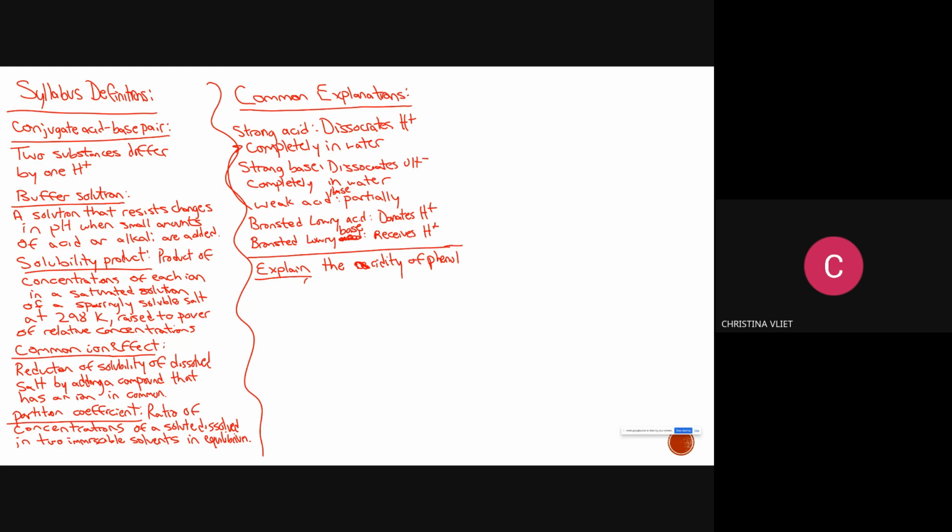What does the EDG do? This is an electron donating group, and what does it do for acidity? More basic. It makes it more basic. It weakens acidity. It strengthens base. Why?